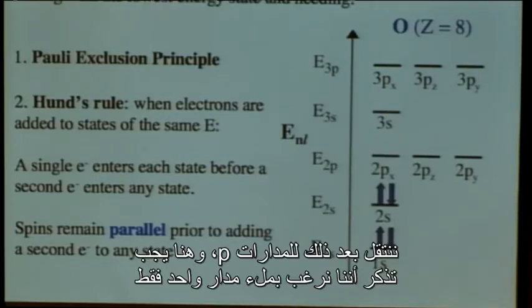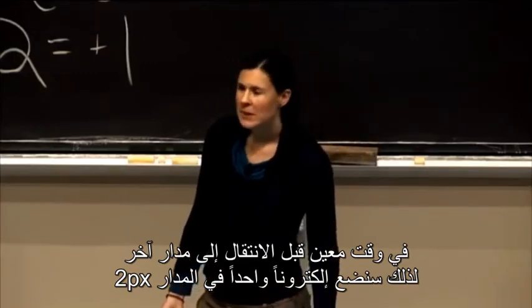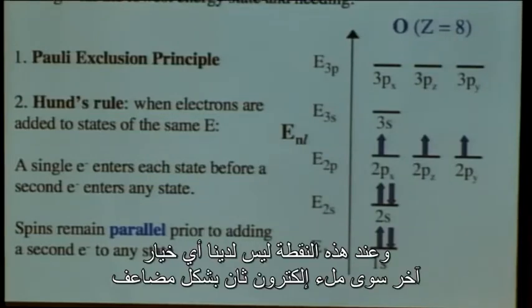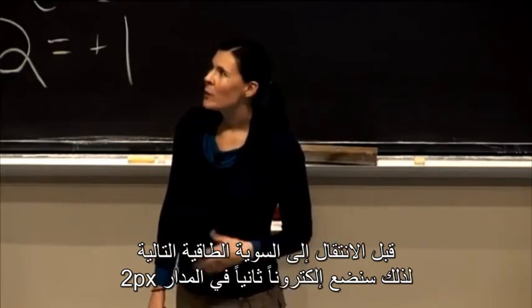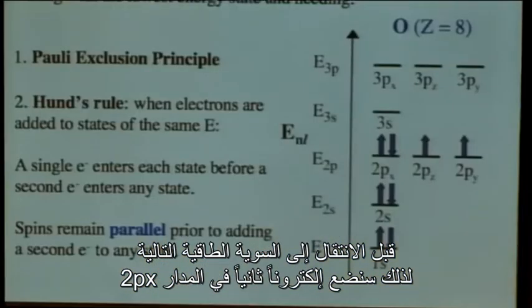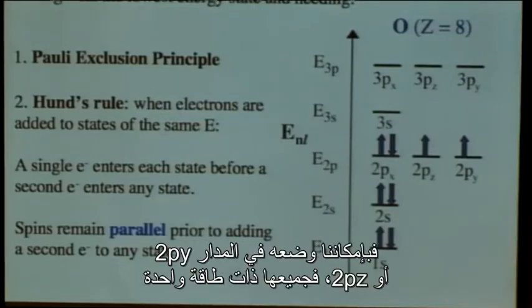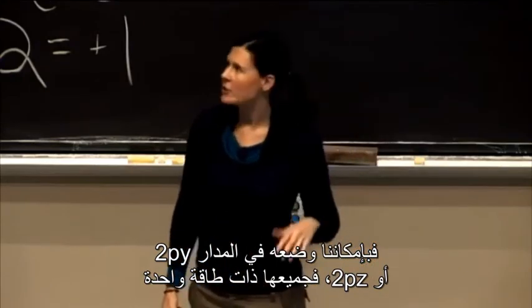And now we get to the p orbitals. Remember, we want to fill up 1 orbital at a time before we double up. So we'll put 1 in the 2px, then 1 in the 2pz, and then 1 in the 2py. At this point, we have no other choice but to double up before going to the next energy level. So we'll put a second one in the 2px. And I arbitrarily chose to put it in the 2px. We also could have put it in the 2py or the 2pz. It doesn't matter where you double up. They're all the same energy.